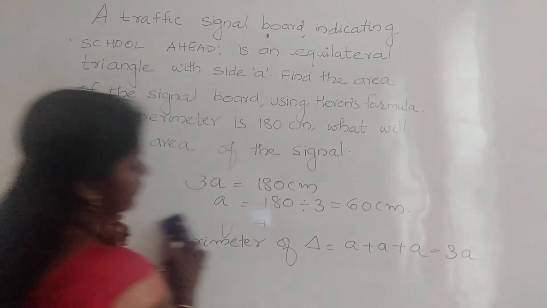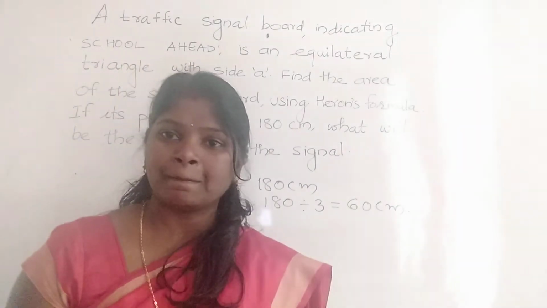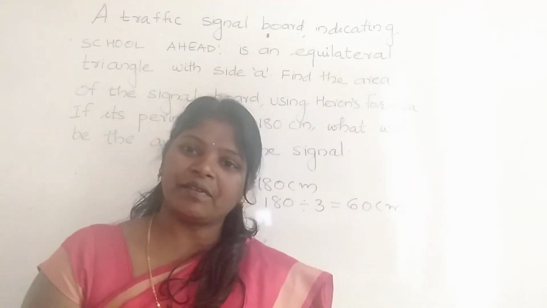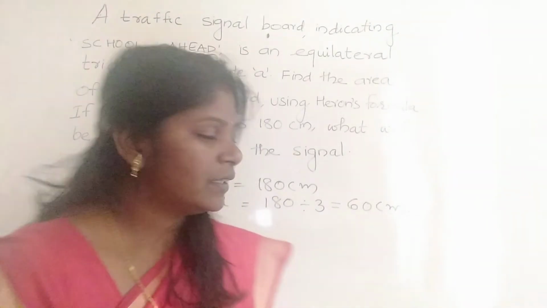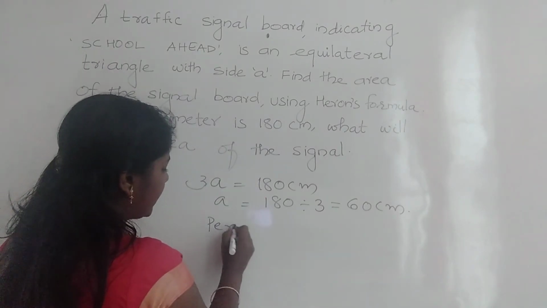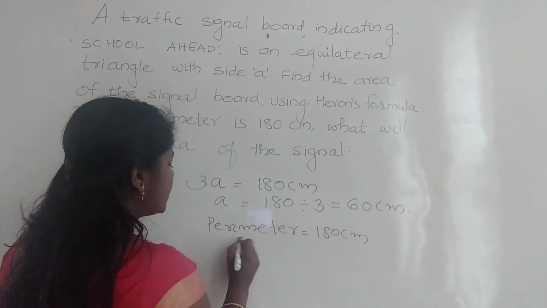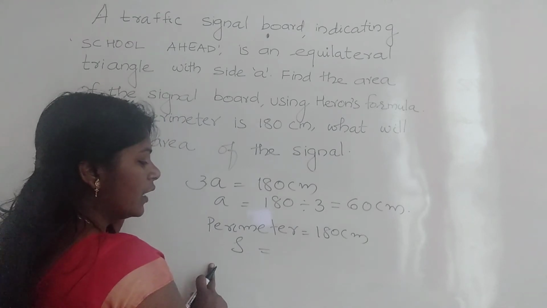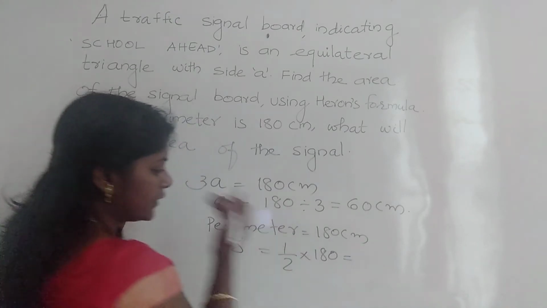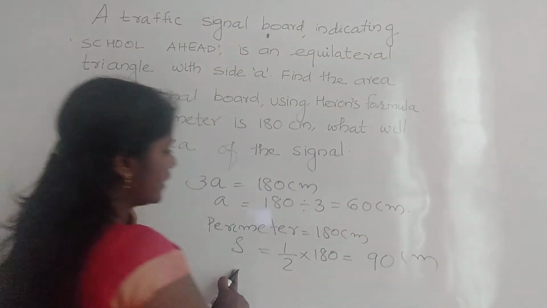Okay, next one. If we know the value of A, that means the sides of the triangle, then what can we find? We can find the semi-perimeter. See, actually they have given the perimeter. The perimeter is 180 centimeter. Then S is equal to semi-perimeter, that is half of the perimeter. That is 1 upon 2 into 180, that is 90 centimeter. So we got S and the sides.